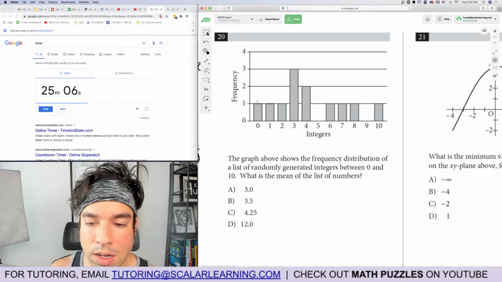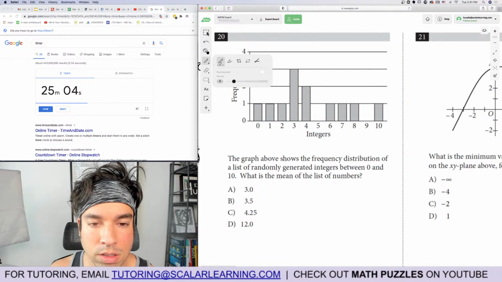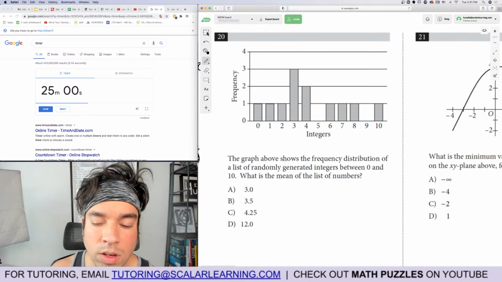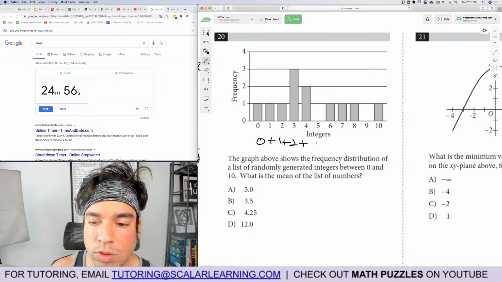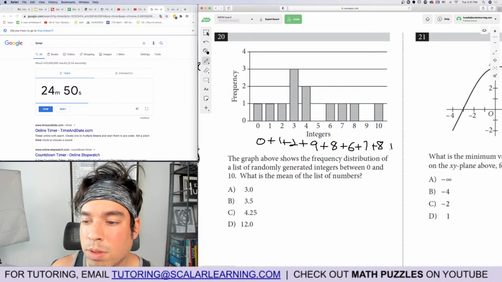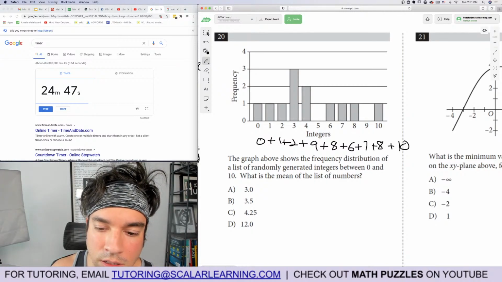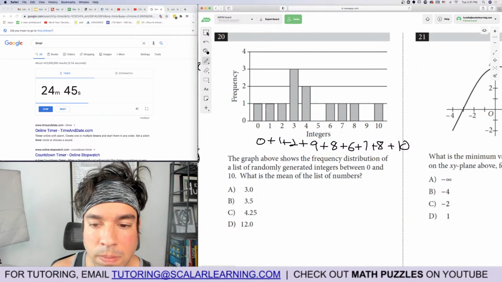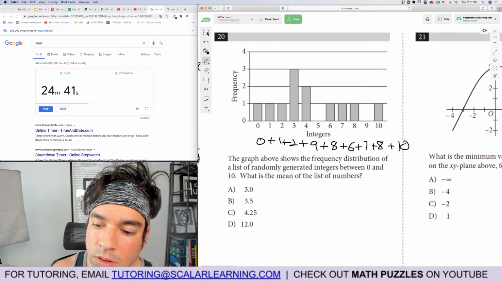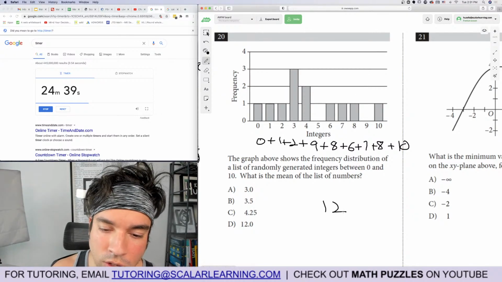and 10. What is the mean of the list of numbers? Yikes. Okay, a lot of calculation here. So we've got 0 plus 1 plus 2 plus 3 threes, which is 9, plus 2 fours, which is 8, plus a 6 plus 7 plus 8 plus 10. And how many numbers is it? 1, 2, 3, 4, 5, 6, 7, 8, 9, 10, 11, 12. 12. So we have to add this and divide by 12.